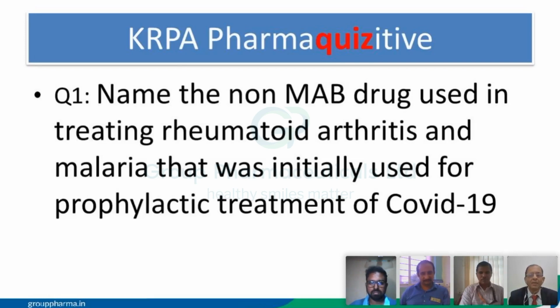Name the non-MAB drug used in treating rheumatoid arthritis and malaria, which was initially used as prophylactic treatment for COVID-19. Name the drug, quick. I'm not seeing any answer being typed in the chat box. I want the answers rushing in.